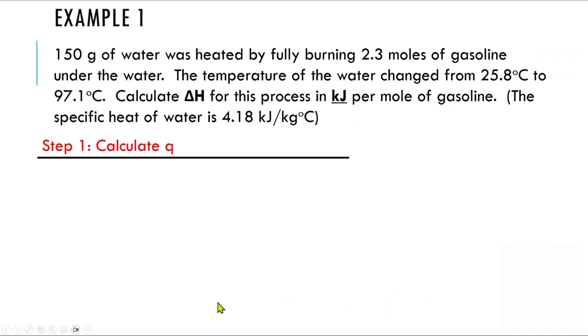So the first thing I've got to do is calculate Q. To calculate Q, we use mc delta T. When we plug in, it's the mass of water, which is 150, times the specific heat of water, which is 4.18, times the temperature change, which will be 97.1 minus 25.8. But don't forget, read the problem. Grams is mass, moles is N, initial temperature, final temperature, and C.